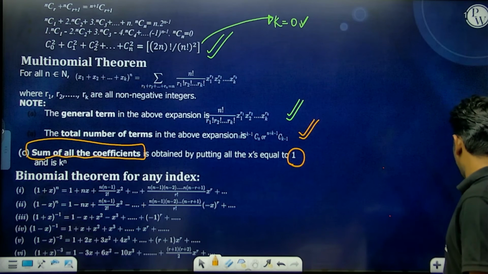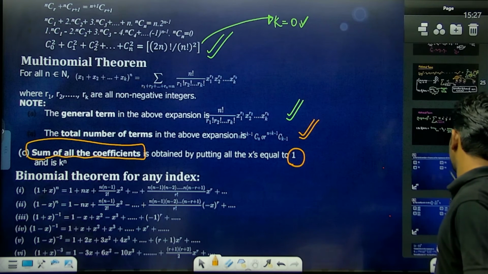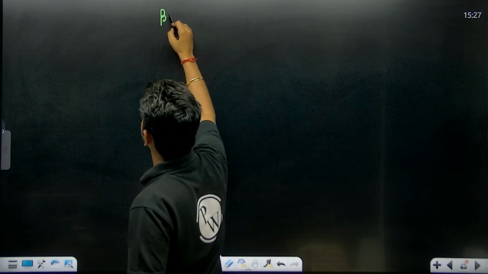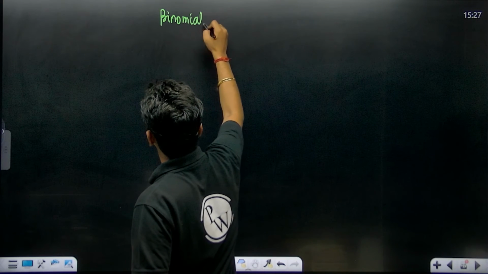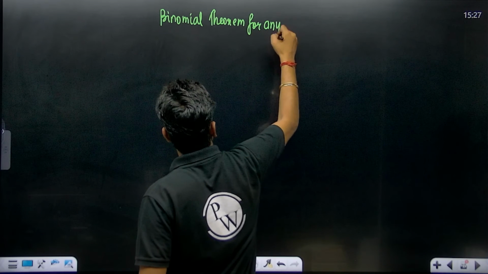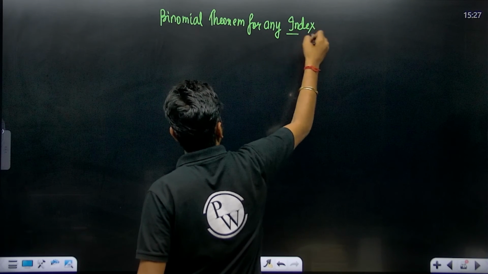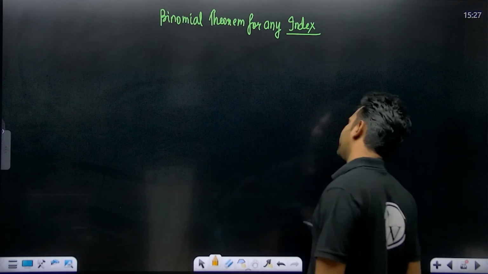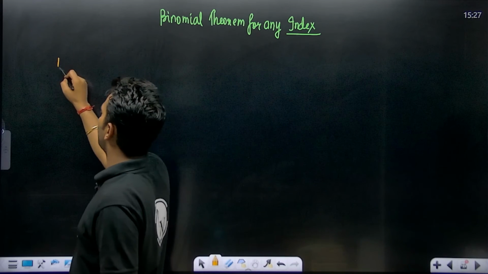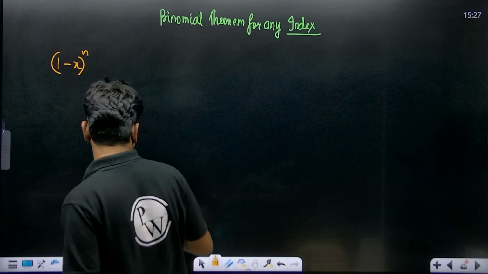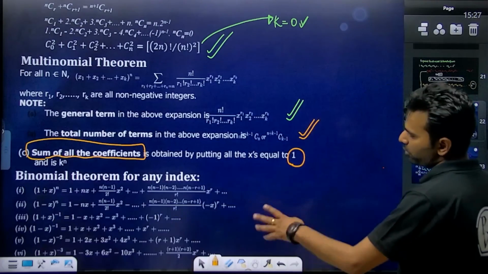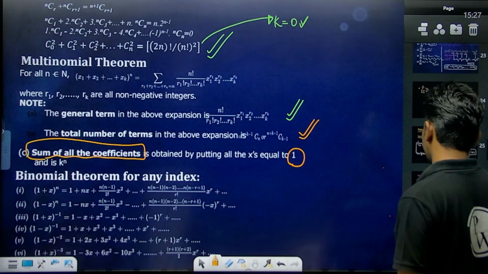And now binomial theorem for any index. This particular concept is what we're going to study. Binomial coefficients, binomial theorem for any index. Any index. Index means power. Now, so far, in binomial theorem we have seen that n should be a natural number. But now we are dealing with things like 1 minus x to the whole power n, let's say. Let me give you one formula, and based on that we will construct all these formulas.